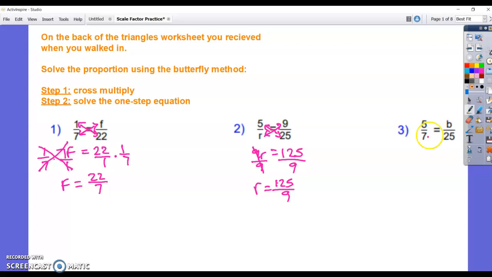Whichever is your preference. 7 times b gives me 7b, and 5 times 25 gives me 125. Multiply by the reciprocal. Choose your way. So that the 1s cancel, the 7 cancels, leaving me with b equals 125 over 1 times 1 is 125, and 1 times 7 is 7.